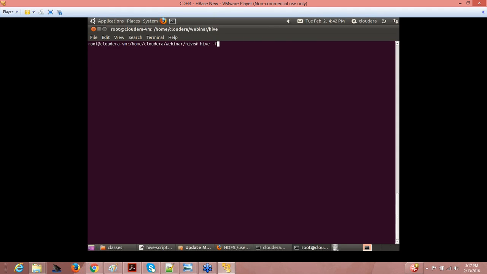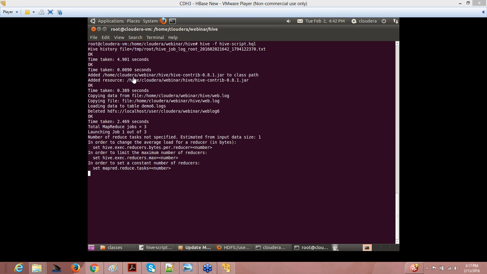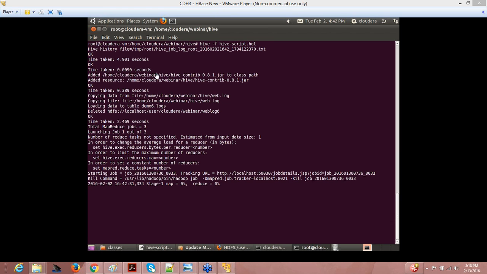So this is how we execute it, friends. I'm going to execute a script. You can see that our queries are getting executed. First was registering a jar, then creating a table and loading the data. And here is where the processing is happening. Our queries are converted to MapReduce jobs. You can see that here 3 MapReduce jobs are created.